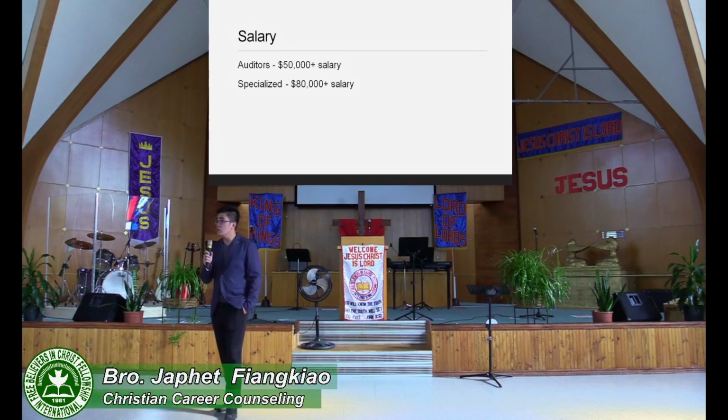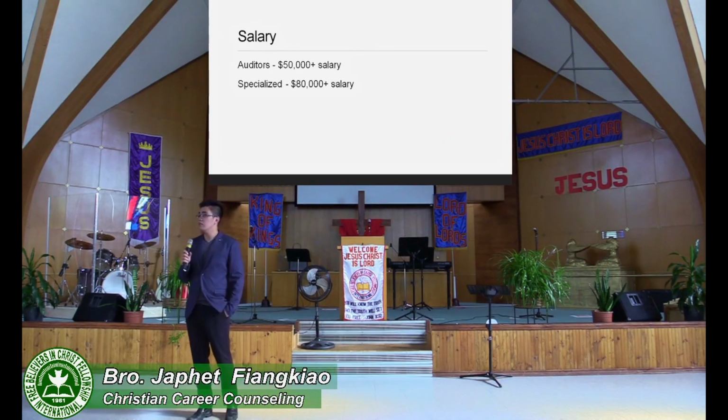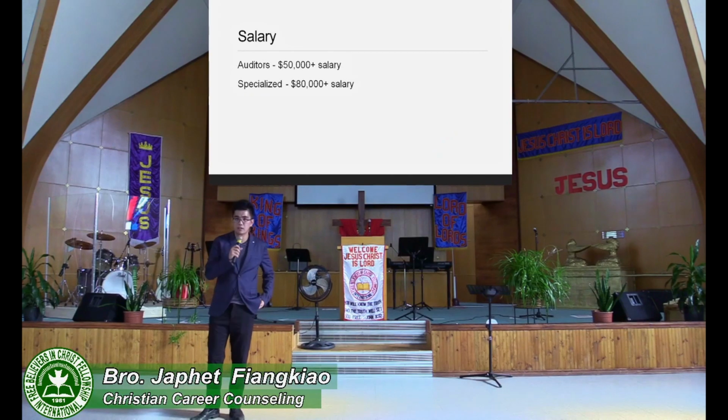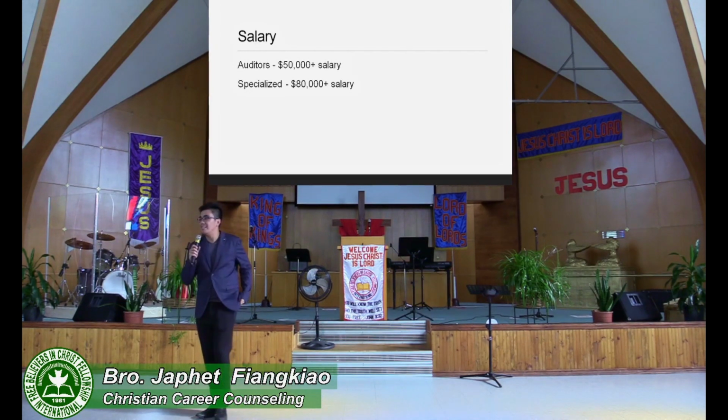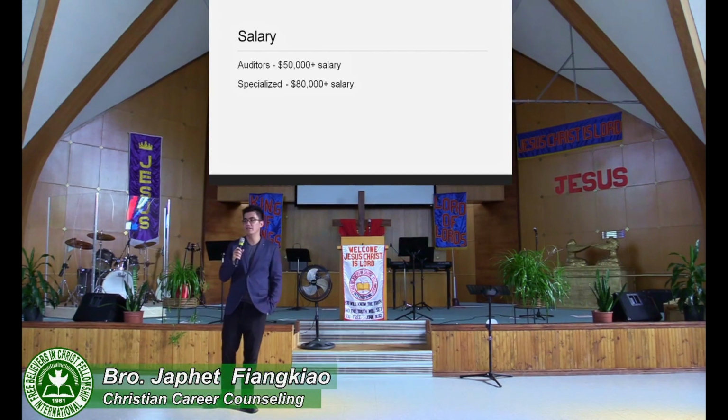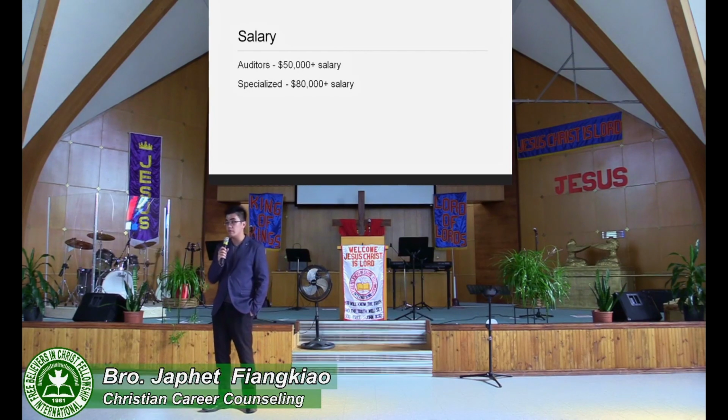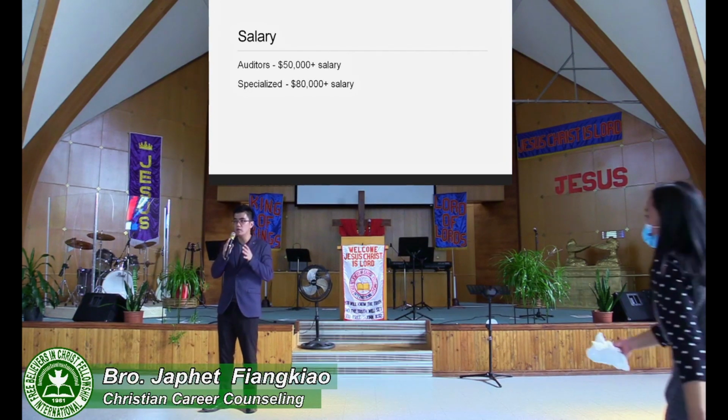Next, salaries. My salary as an auditor is around $50,000. That's kind of where you're at as an auditor. And when you're specialized, in performance management, or as a tax accountant, or in finance, I would say it's about 80 minimum. The reason it's different is that the normal route to get to CPA is you have to work as an auditor first, right? Because you have to work as an auditor, a lot more people are going there.